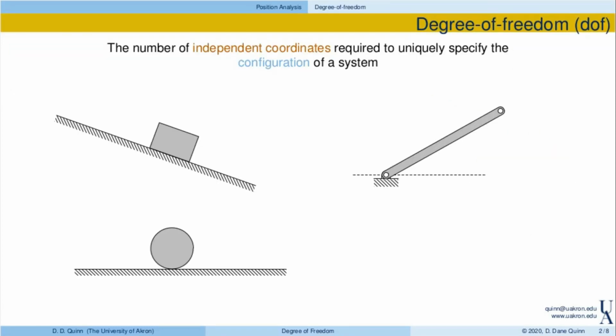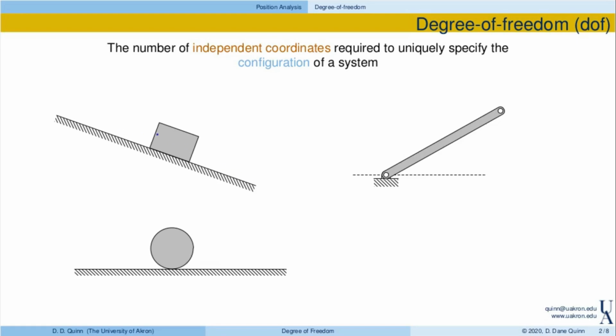So what is the degree of freedom of a system? Well, essentially it's the number of independent motions that a system can undergo. More concretely, it's the number of independent coordinates that are required to uniquely specify the configuration of a system. So configuration here means where the system's at. And I've got three examples here.